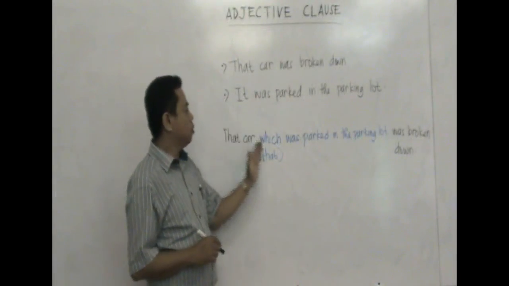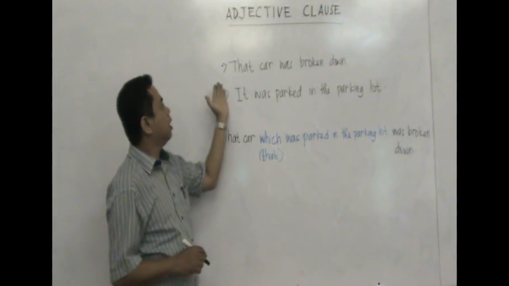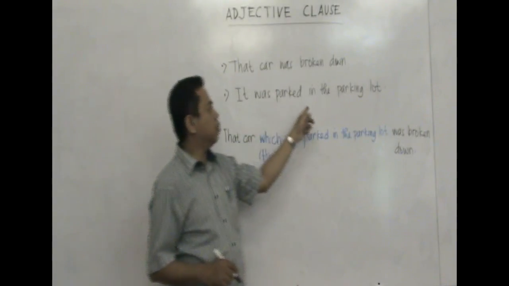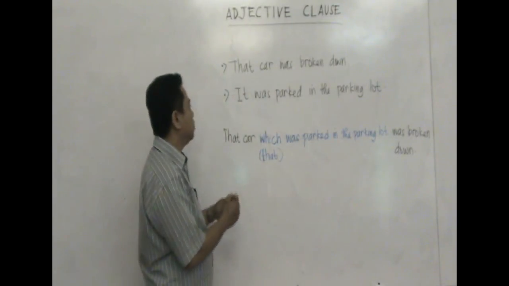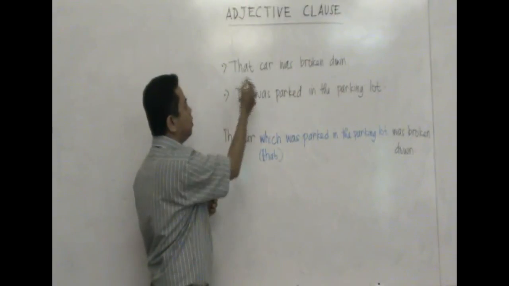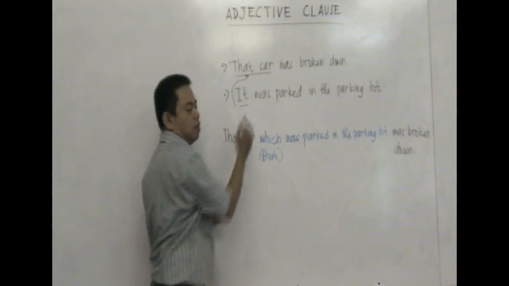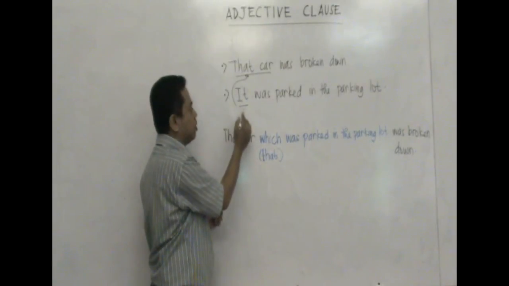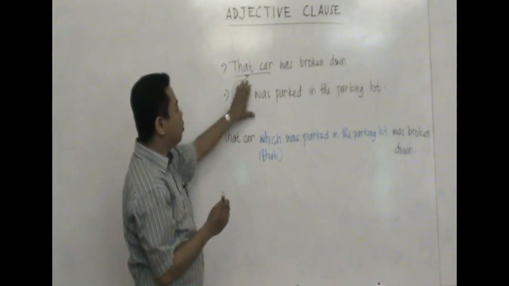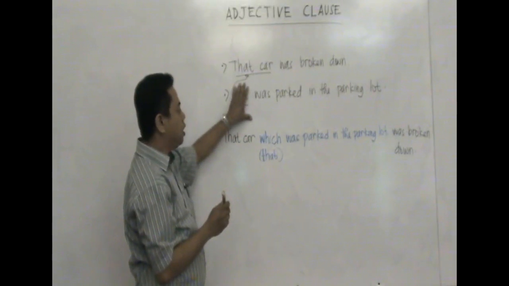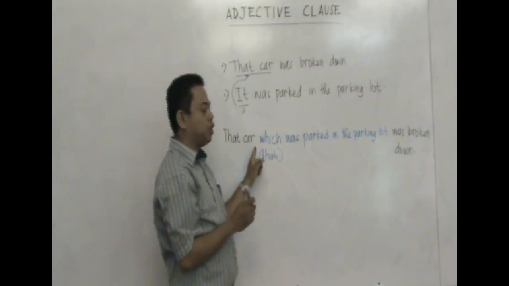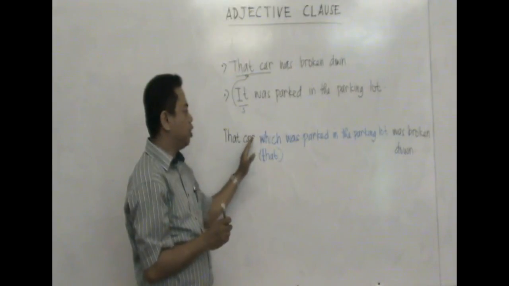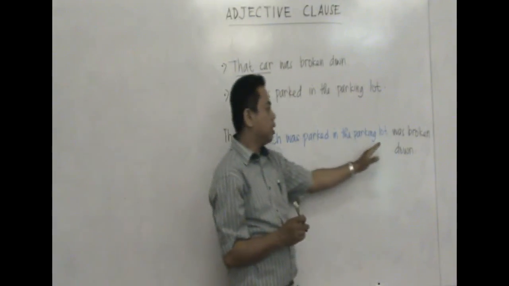Okay, now about which or that. I have now two sentences. That car was broken down. It was parked in the parking lot. So it here refers to that car. Okay? And it functions as a subject. So because it refers to an object, we can substitute it with which or that. So you can choose. So that becomes that car which or that was parked in the parking lot was broken down.